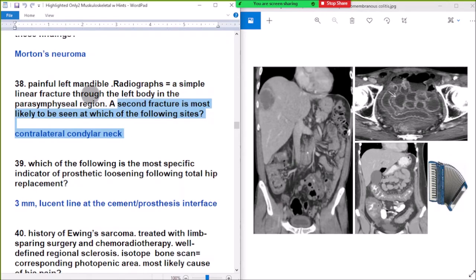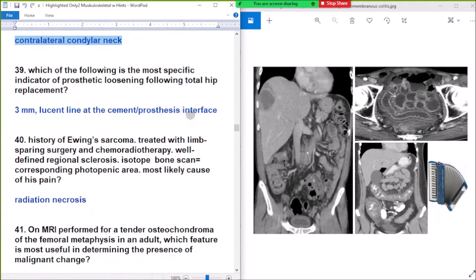When a fracture is seen on one side of the mandible, there will also be a fracture elsewhere. Mandible fractures occur at least at two sites. So if a simple linear fracture of the body in the parasymphyseal region is seen, then there must be a second fracture at the contralateral condylar neck.